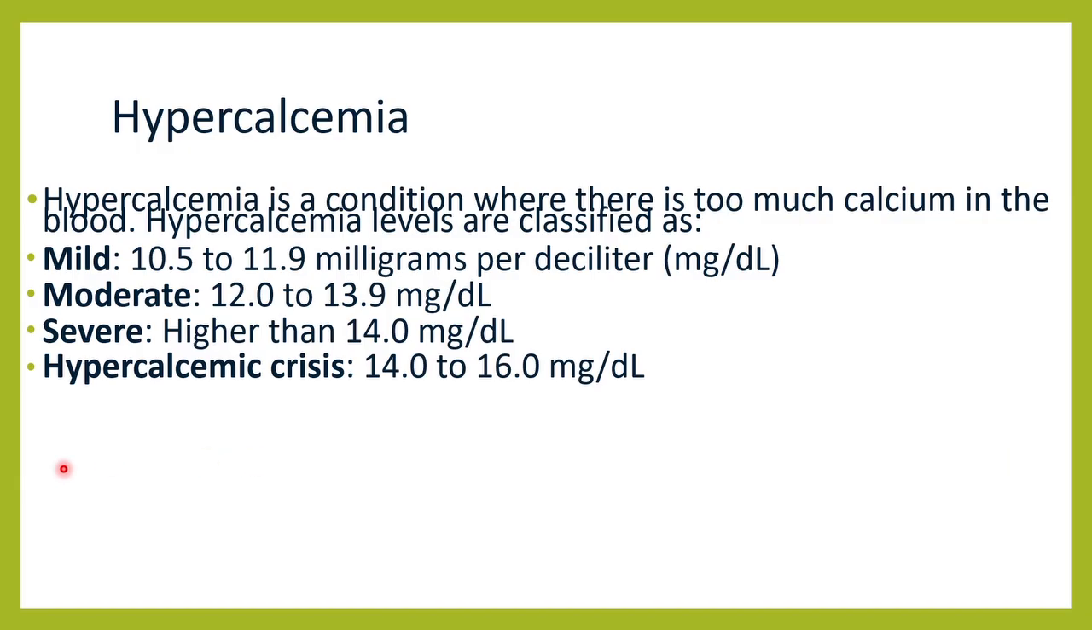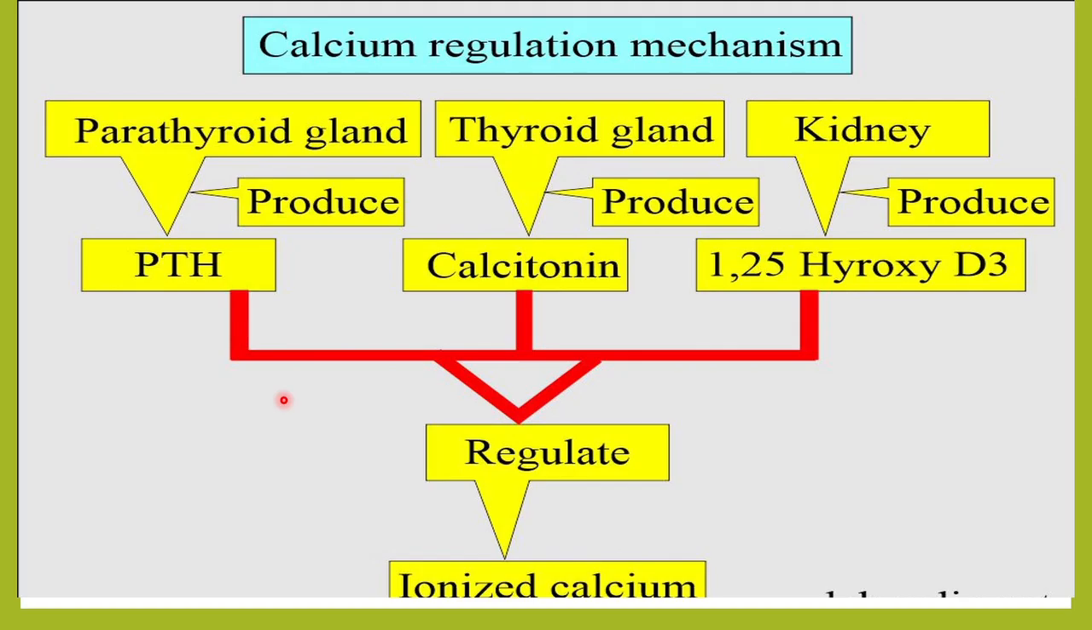And hypercalcemic crisis is when the level of calcium goes beyond 14 to 16 milligram per deciliter. Calcium is an essential mineral which is tightly regulated by a few of the hormones in the body. This becomes important for us to understand what can cause hypercalcemia.